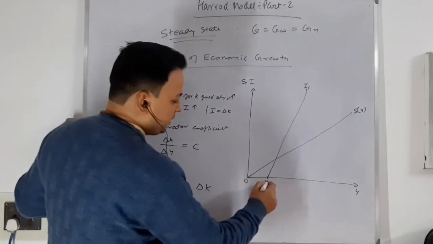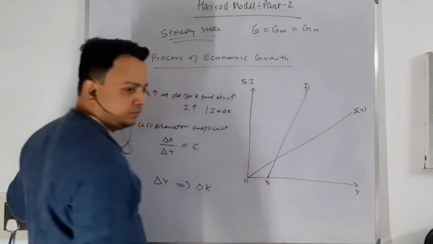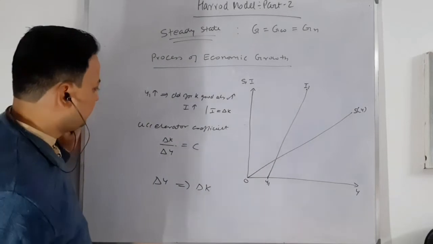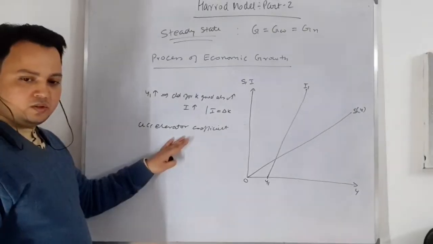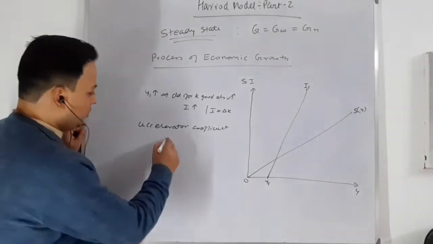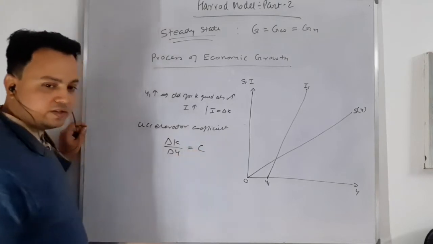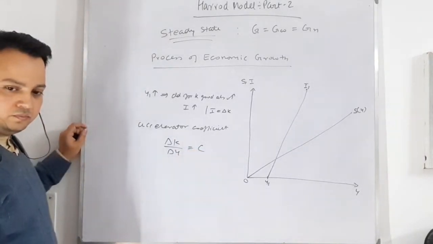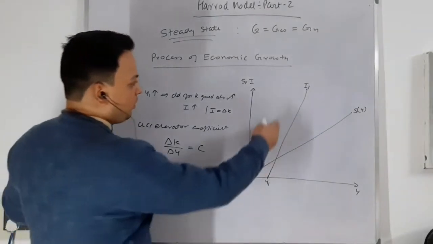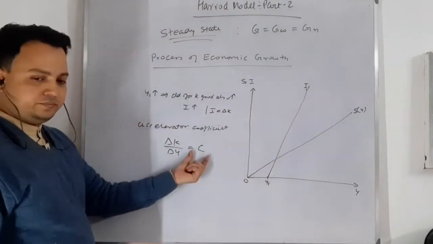So when your income increases to Y1, demand for capital goods also increases, so your investment increases. Y1, I1 is your investment curve. The slope of this curve represents the accelerator coefficient. And what is that coefficient? You know that delta K over delta Y is C. This C represents your accelerator coefficient.